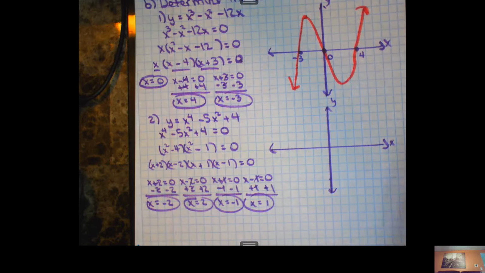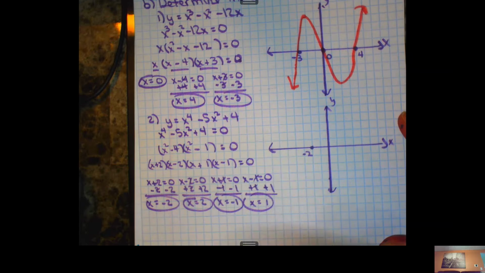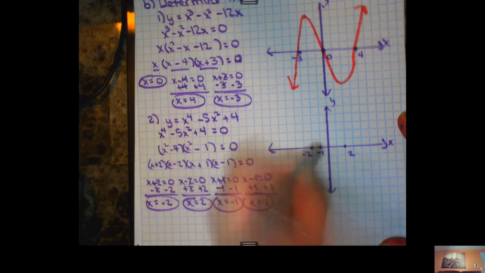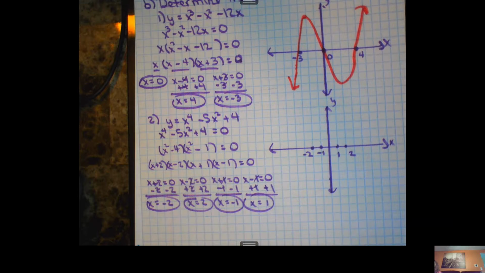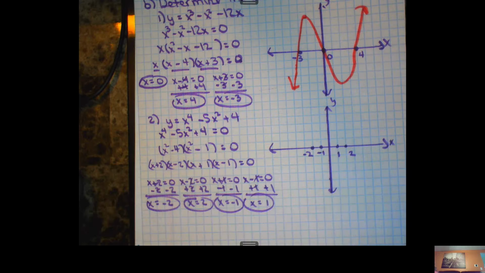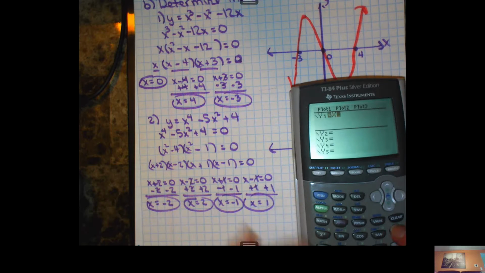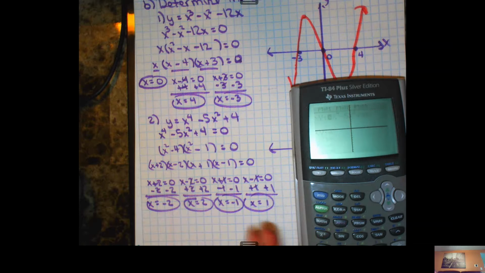My zeros are what I care about, so I'm going to put points at these 4 numbers: at -2, at +2, at -1, and at +1. Because it's a power of 4, it's going to be a W shape. So I'm going to take a look just to make sure I'm on the right track. I'm going to type in x to the 4th minus 5x squared plus 4. I hit graph.